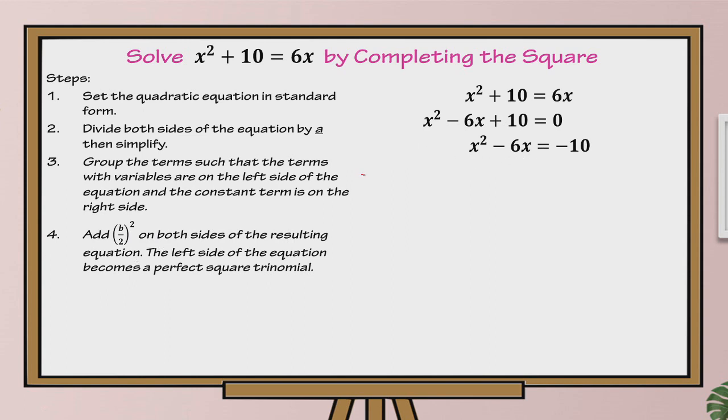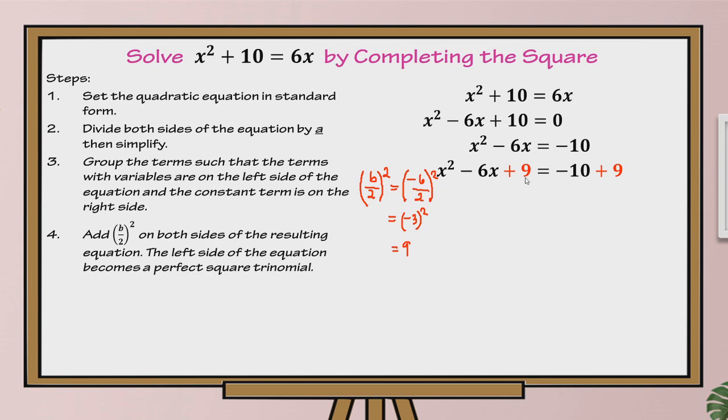So to do that, we will be using the formula b over 2 squared equals, this time, the value of b is negative 6 over 2 squared. Negative 6 divided by 2, that becomes negative 3, and then squared. And so, we have negative 3 squared, that is 9. Therefore, the third term na kailangan nating i-add para maging perfect square trinomial ang expression na to is positive 9.